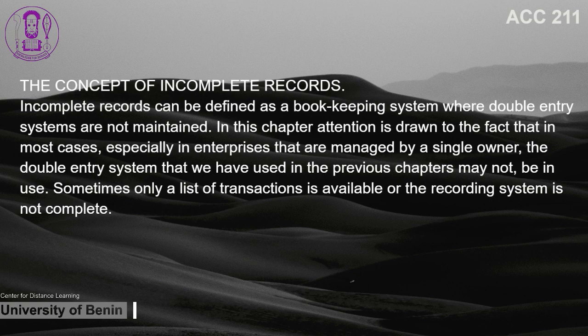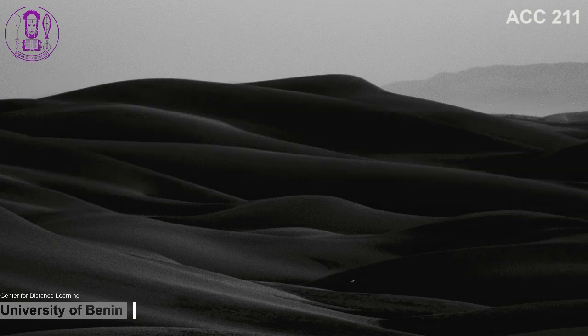Incomplete records can be defined as a bookkeeping system where double-entry systems are not maintained. In this chapter, attention is drawn to the fact that in most cases, especially in enterprises that are managed by a single owner, the double-entry system that we have used in the previous chapters may not be in use. Sometimes only a list of transactions is available or the recording system is not complete.